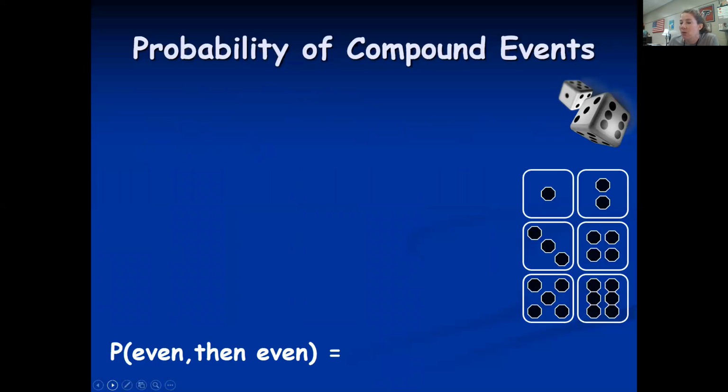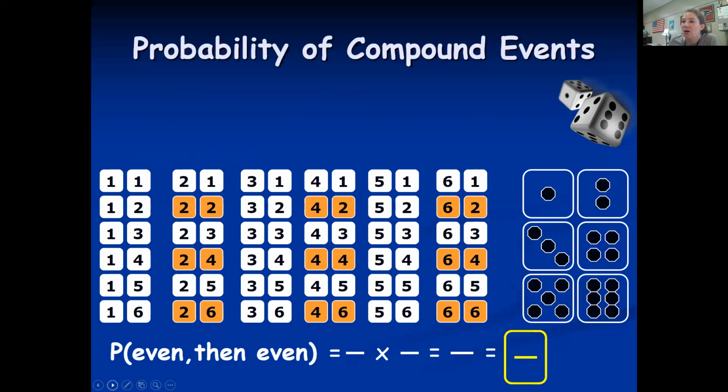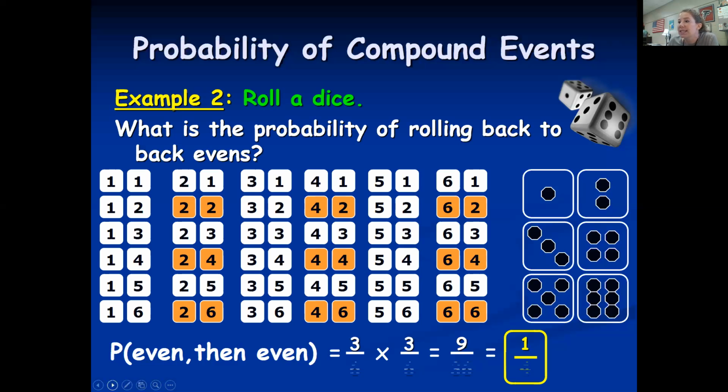All right, what about rolling one number cube 2 times in a row, and I want to get an even number the first time and an even number the second time? So we're going to roll a die. Here's all of the things that can happen: first roll, followed by the second roll. Since there are 3 even numbers on a number cube, each time I roll, I have a 1/2 chance to get an even number. So the first time I roll, it's 1/2 or 3/6. The second time, it's 1/2 or 3/6. Multiply 1/2 times 1/2 together, and I get 1/4.